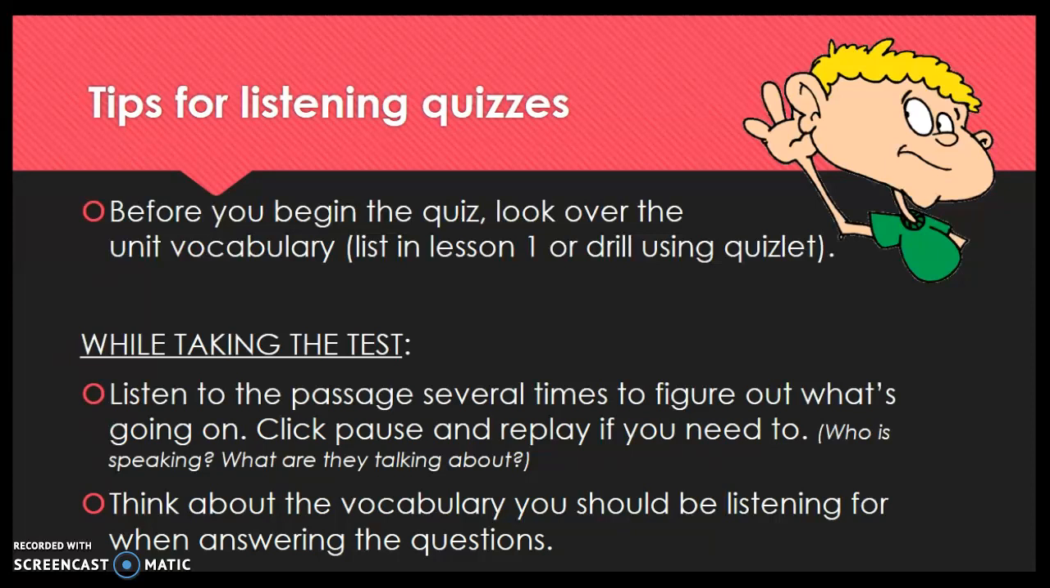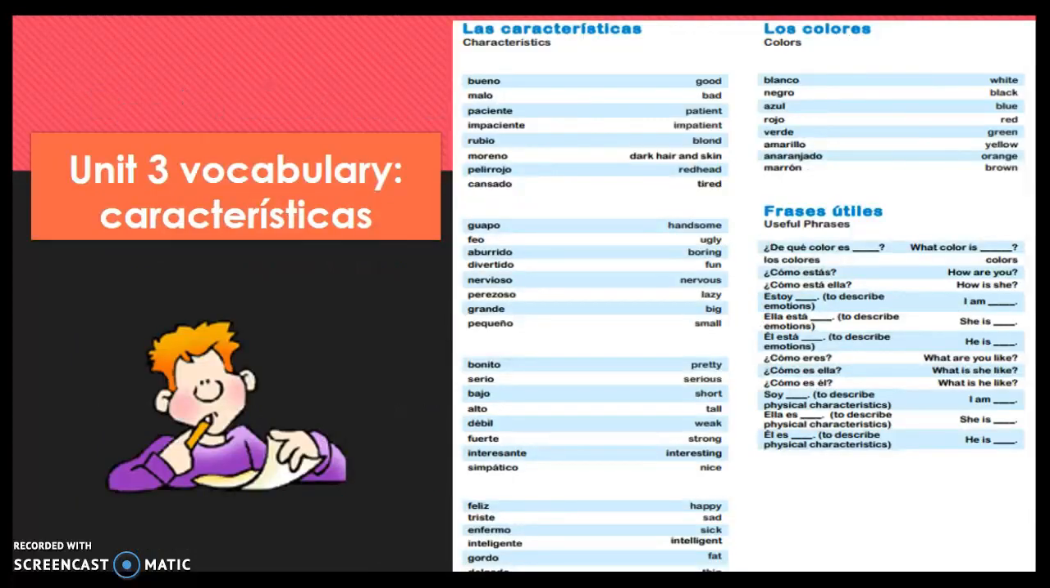While you're taking your listening quiz, a couple of tips here for you. Be sure to listen to the passage several times to figure out what's going on. Remember that you can click pause and replay as many times as you need to. As you're listening, try to figure out who's speaking and then listen for vocabulary to figure out what they're talking about. Think about the vocabulary you should be listening for when you're answering the questions, and that will really help. So you can go back and rewind, listen to it several times for those specific words.